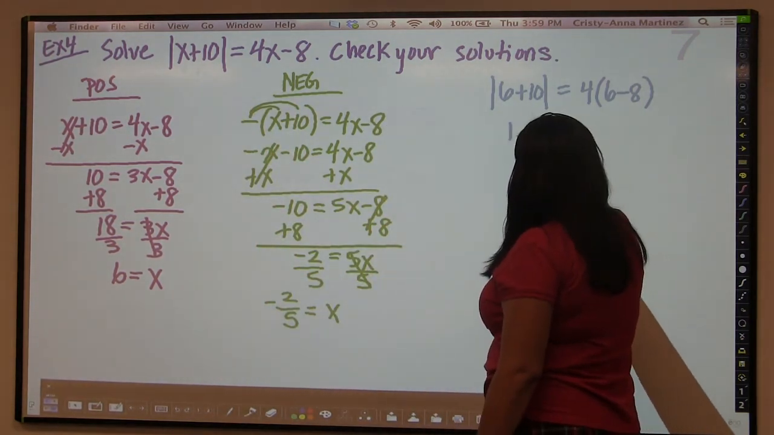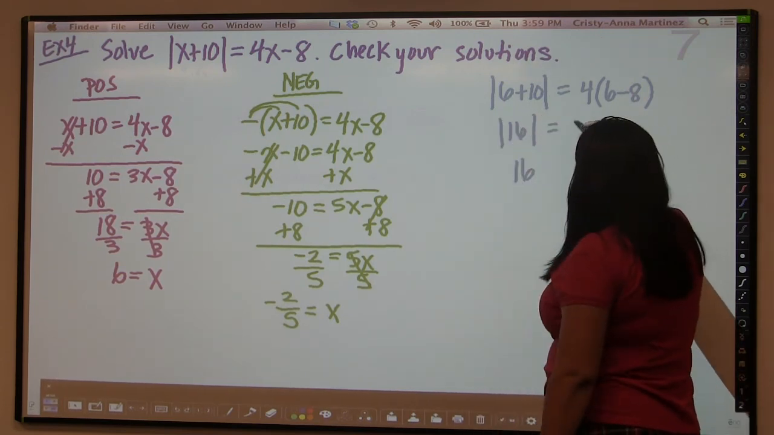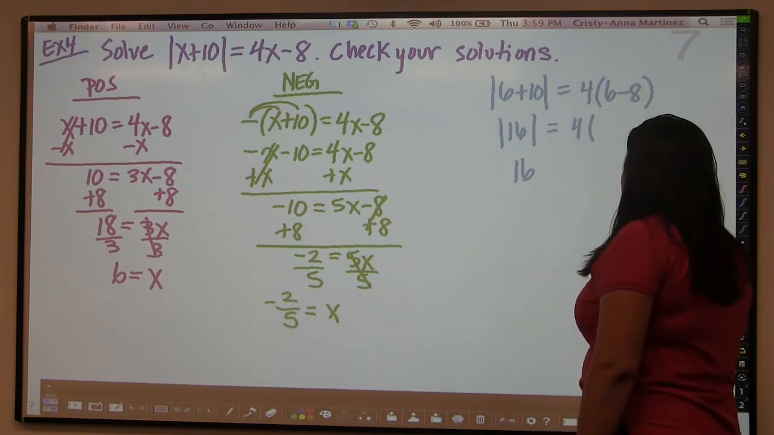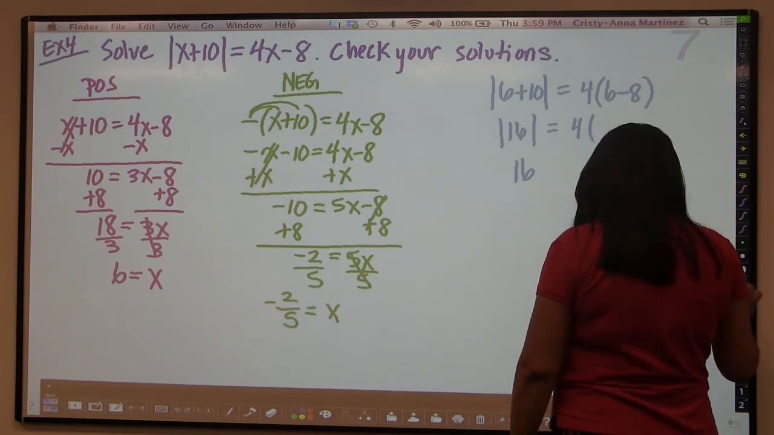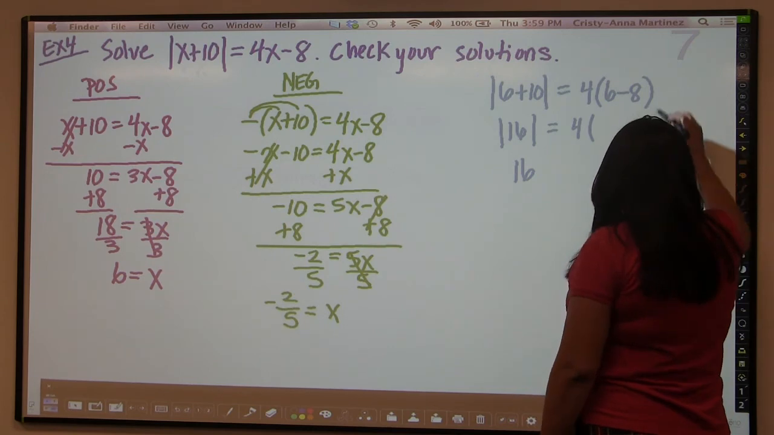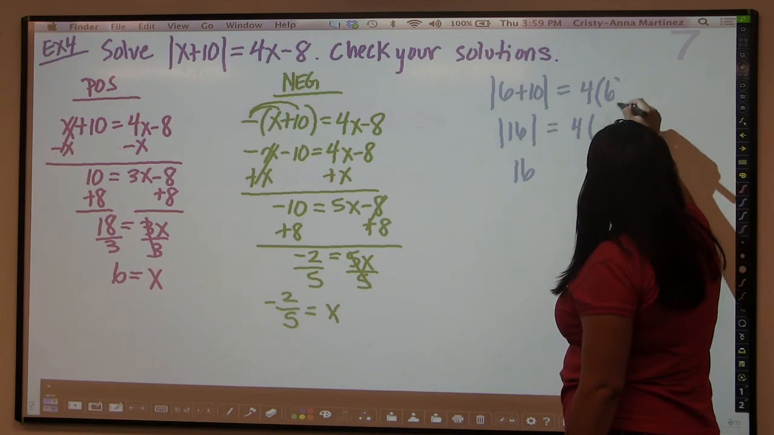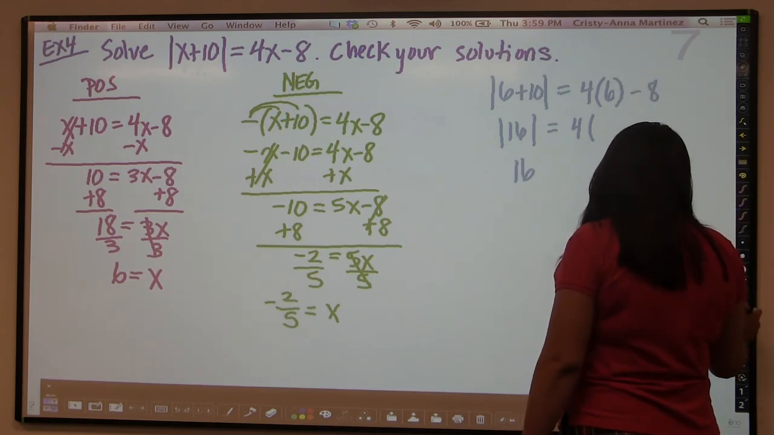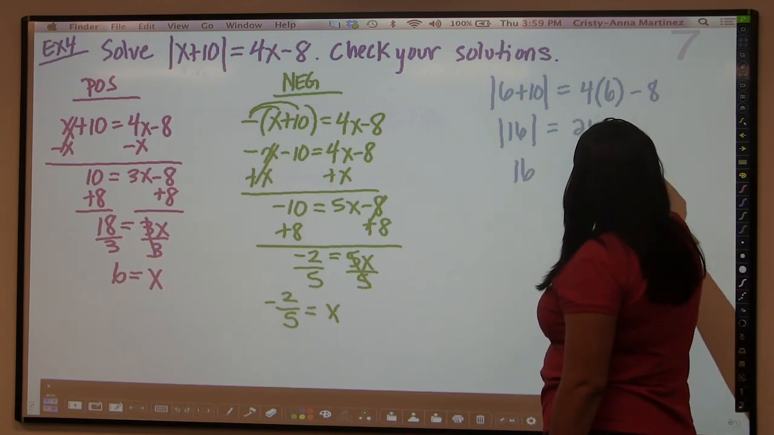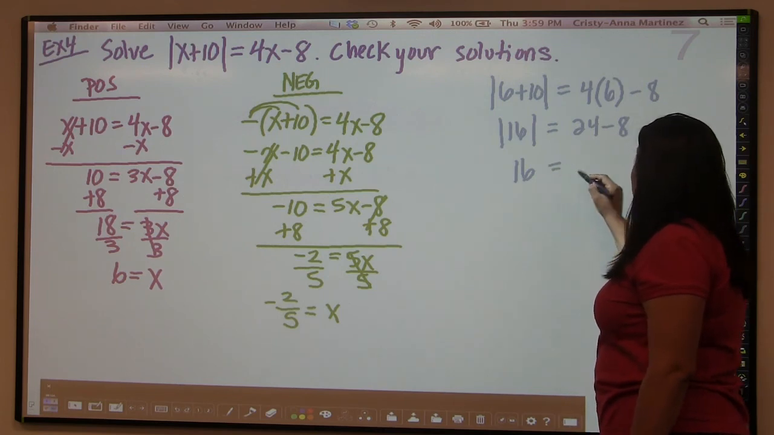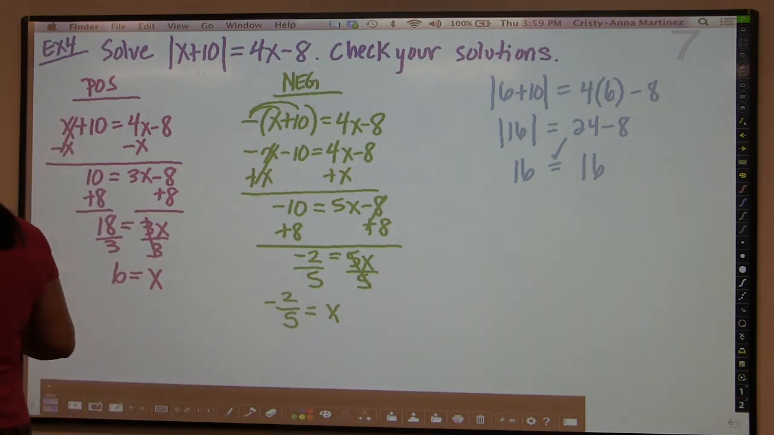So 6 plus 10 is 16. The absolute value of 16 is also 16. On this side, we've got 4 times 6 minus 8. And 6 minus 8 is negative, I'm sorry, that's not actually correct. Let me go back here. Sorry. It's 4 times 6 minus 8, and that does make a difference. I had the parentheses in the wrong spot. So 4 times 6 is actually 24 minus 8. And then 24 minus 8 is in fact 16. So it turns out that x equals 6 is in fact a solution.